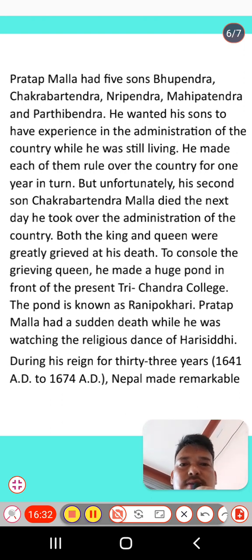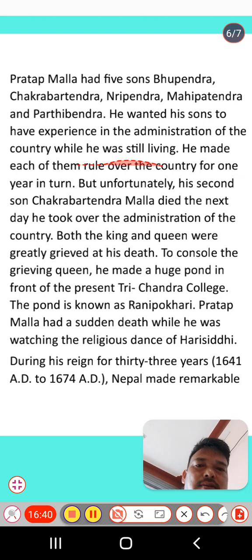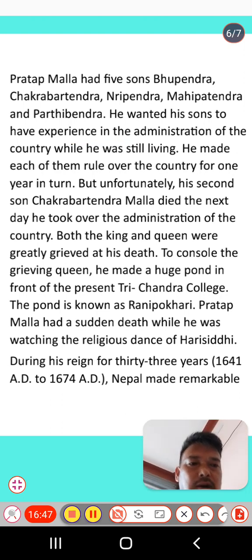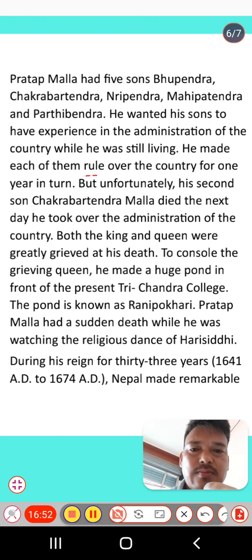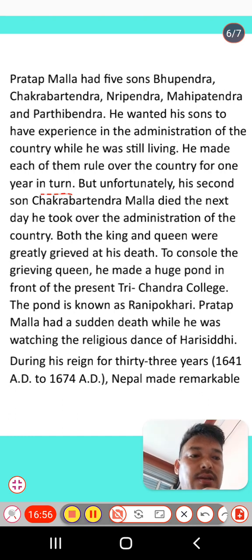And he wanted his sons to have experience in the administration of the country while he was alive. The king always wanted all his sons to be able to know and experience the administrative power of the country. And he made each of them rule over the country for 1 year in turn. King Pratap Malla gave everyone a chance to rule for 1 year only.